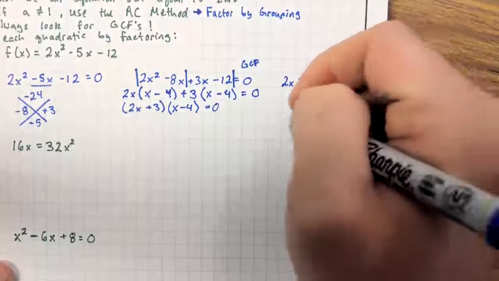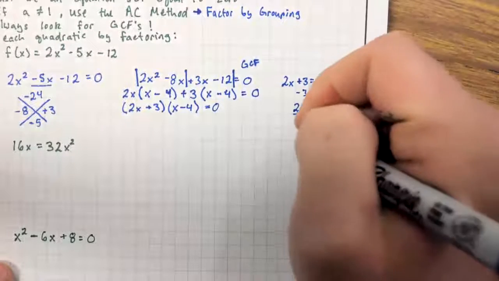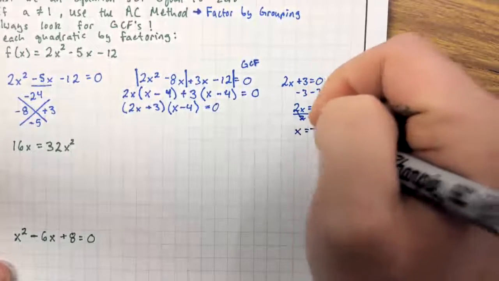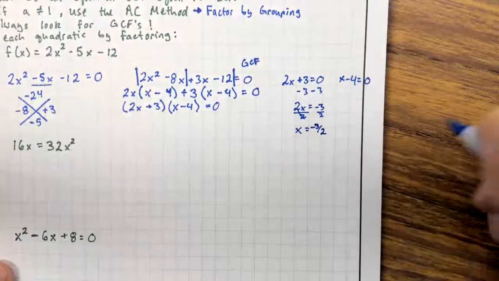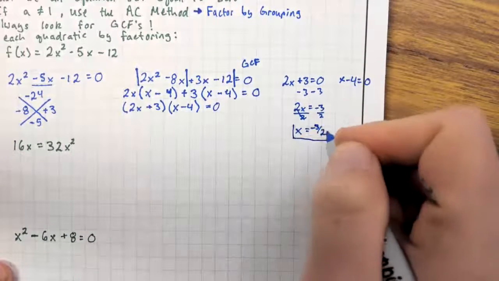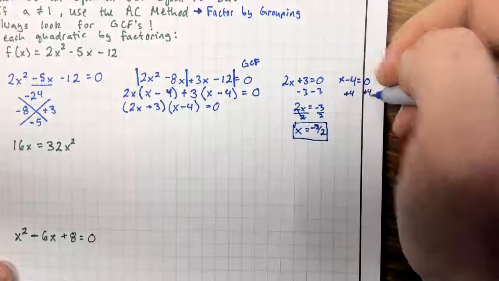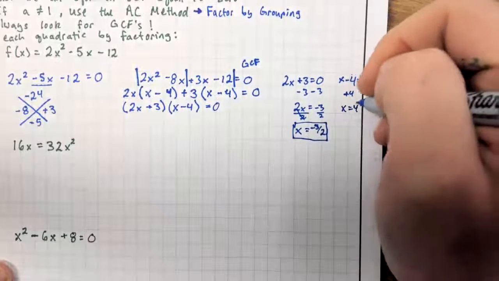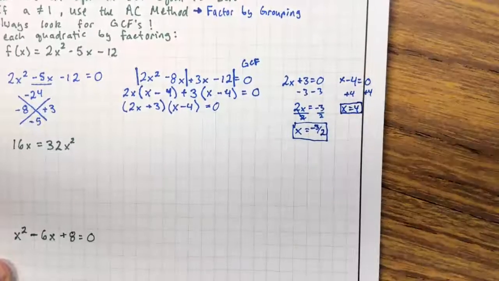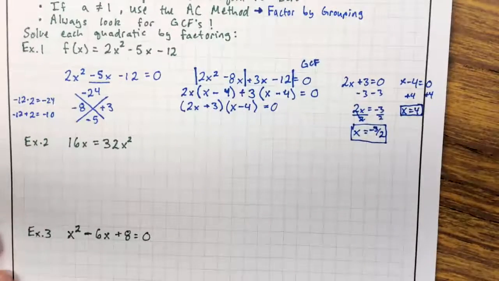2x equals negative 3, divide each side by 2. So x is going to be negative 3 halves. That's one of our solutions. Remember quadratics, we're looking for 2. The solution on this side, if I add 4 and add 4, x equals 4. Fantastic. Okay, so that's it. That's how you solve by factoring.